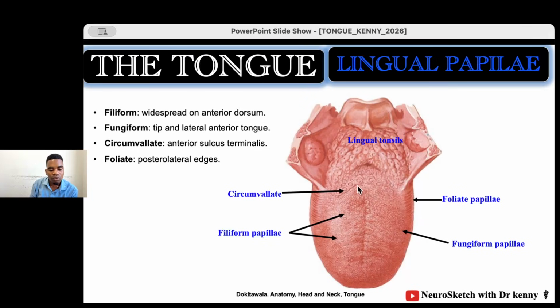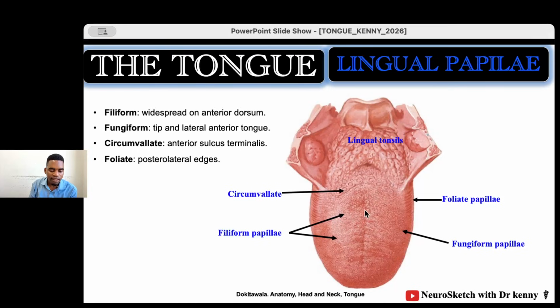And where is the location? Where do you find these circumvallate papilla? It is just anterior to the sulcus terminalis, the terminal sulcus. Just anterior to the terminal sulcus is where you're gonna find this circumvallate papilla, which has got a lot of taste buds. And then your foliate, if you have one, because they are poorly developed in humans, they are found on the lateral sides of the tongue.